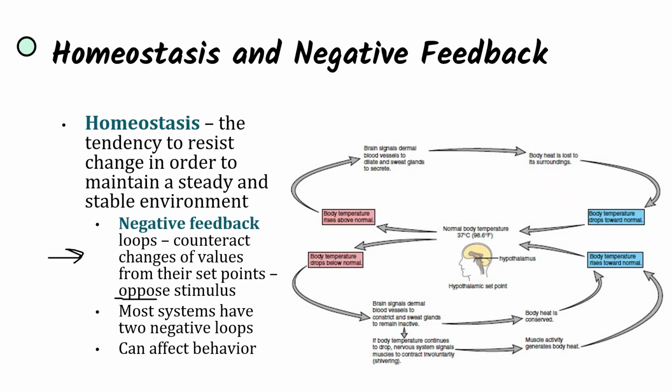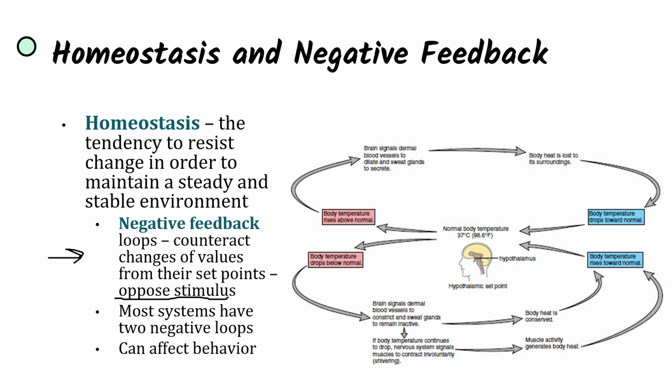So negative feedback is going to oppose the stimulus. If there's a change from the set point that goes too high or too low, the negative feedback loop is going to oppose the stimulus to bring it back to the set point. Most systems have two negative loops for that too high or that too low. And this can affect behavior. So one of the most common examples is going to be the body temperature.